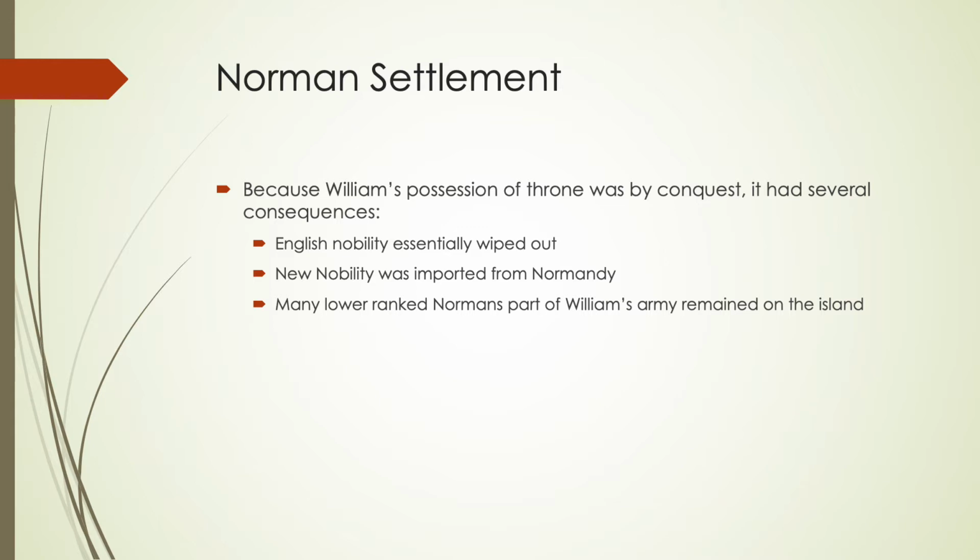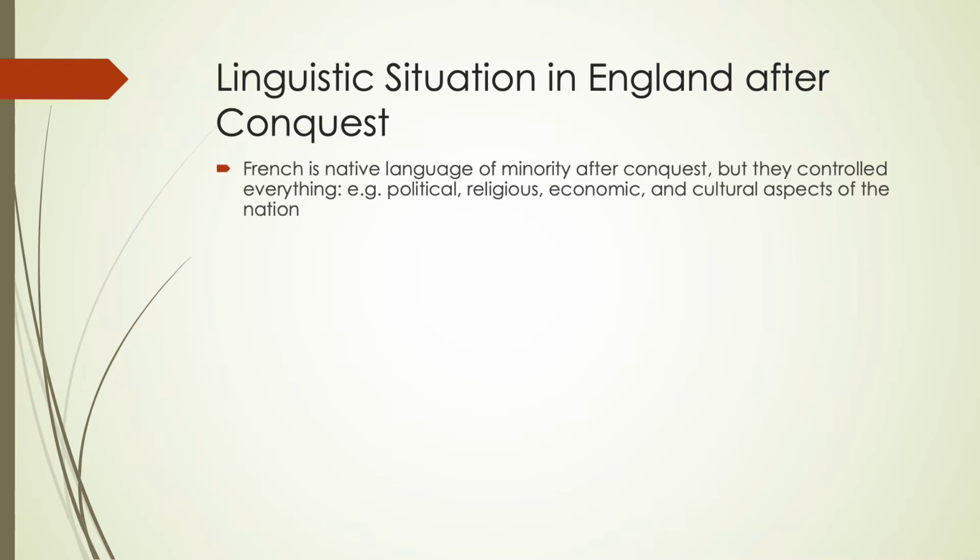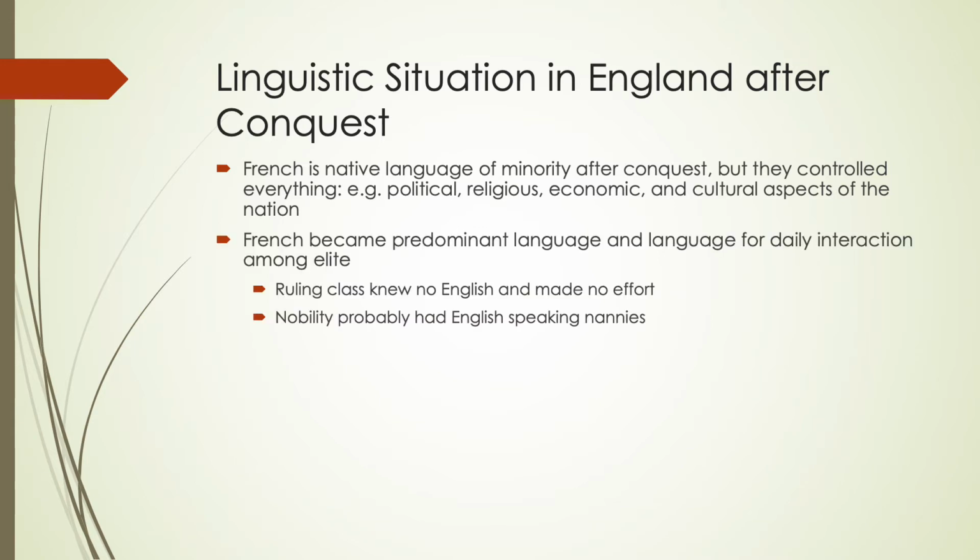And so this gave rise to a very specific and very important linguistic situation in England as a result of this. While French was the native language of the minority of people after the conquest, they were the people that controlled everything. They were in charge of the political and religious and economic and cultural aspects of the nation. And so French became a very important language. It became the predominant language that was used, and the language that was used for daily interaction among the elites that were there.